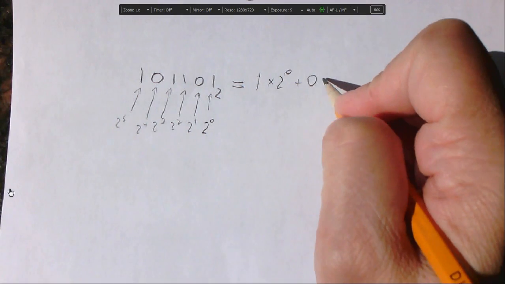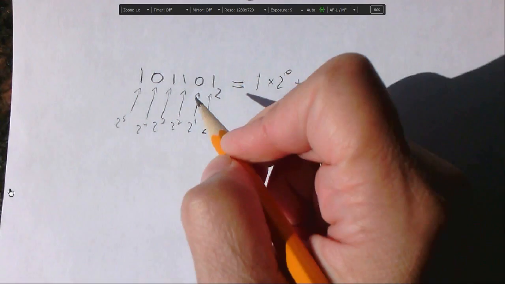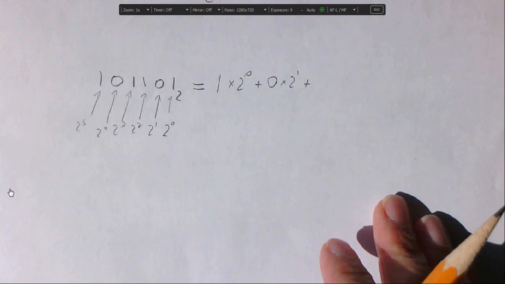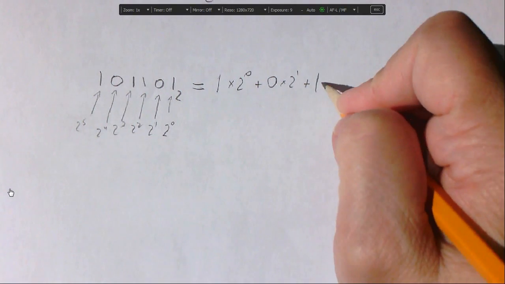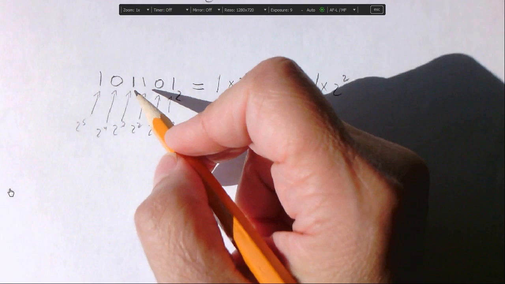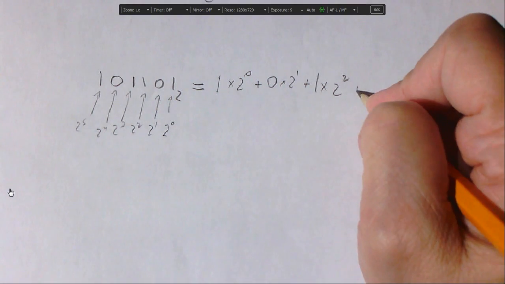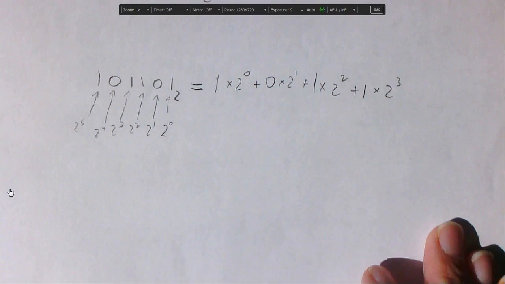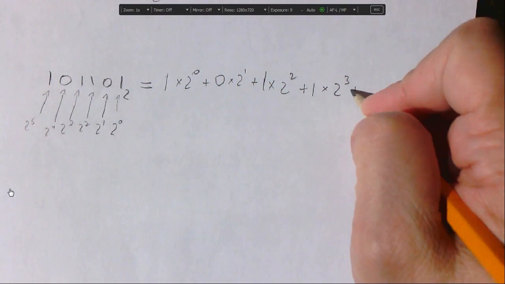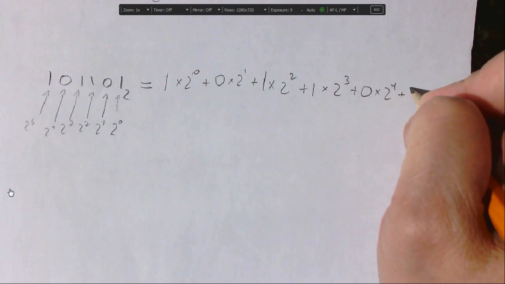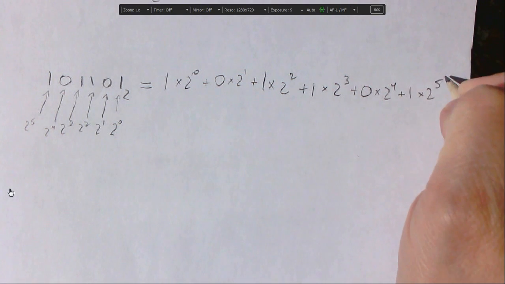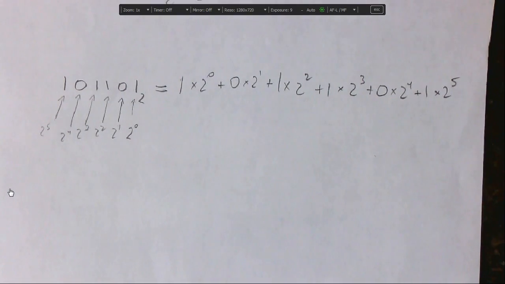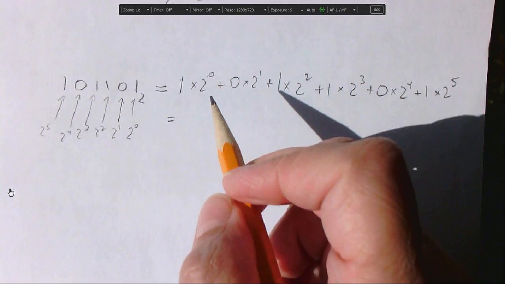plus 0 times 2 to the 1, plus 1 times 2 to the 2, plus 1 times 2 to the 3, plus 0 times 2 to the 4, plus 1 times 2 to the 5. Okay, and then let's figure out what that is.